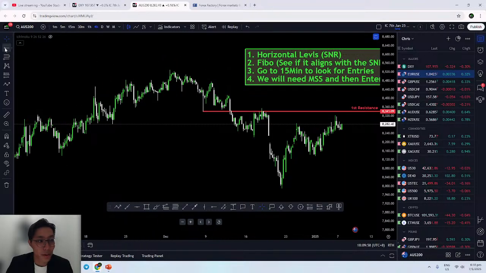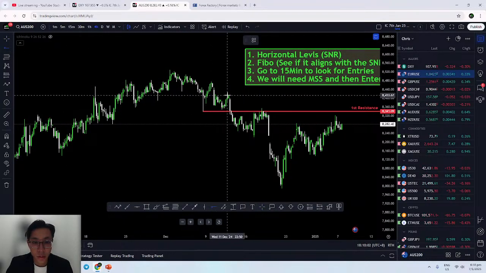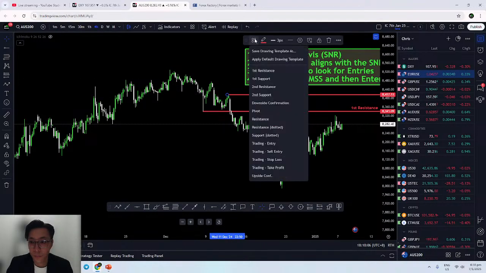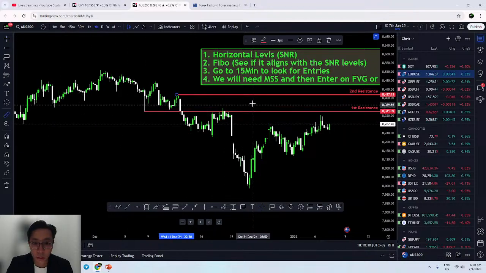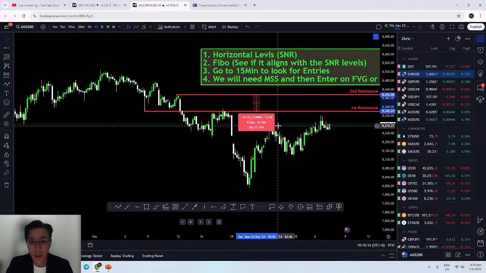And then our next level is probably, okay, let's take this high. What's the difference? I have no idea what the difference is. Is this 76 pips? Or is this 737 pips?